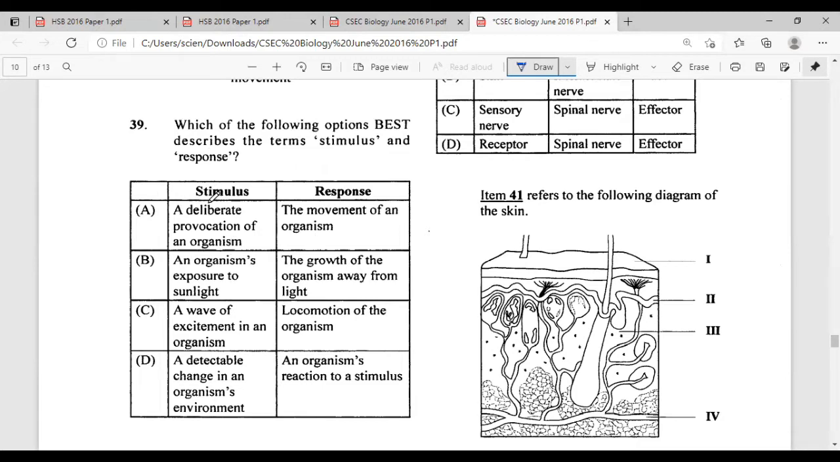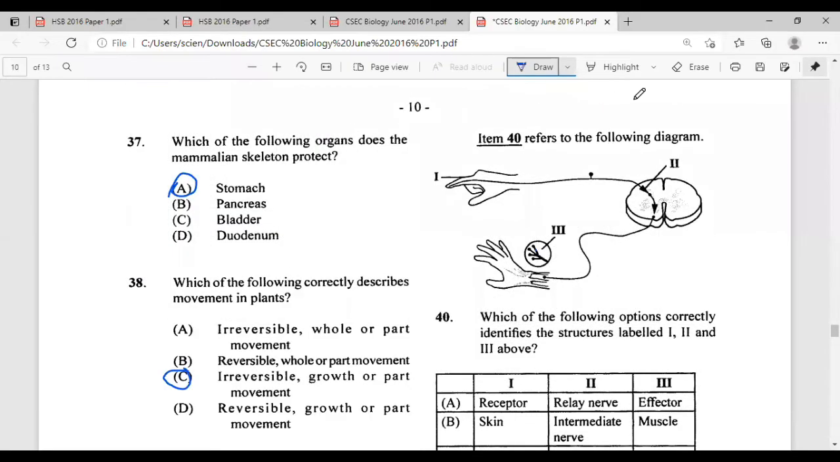So A, a deliberate provocation of an organism. For the response, the movement of an organism, no. B, an organism exposure to sunlight. Then for the response, the growth of the organism away from light, no. C, a wave of excitement in an organism. And then for the response, locomotion of the organism. So we're hoping it's D now. So D, a detectable change in the organism's environment, which is what we said, a change in the environment. And then an organism's reaction to the stimulus. So we know that the answer is D, based on the information that we would have known from the beginning.